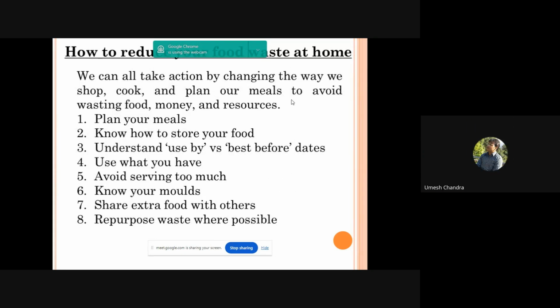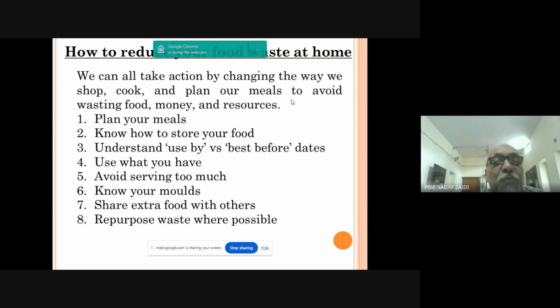Now one thing quickly which I wanted to take up is how to reduce your food waste at home. Okay. So we can all take action by changing the way we shop, cook and plan our meals to avoid wasting food, money and resources. तो ये सारी स्टेप्स हैं जो हम कर सकते हैं अपने घर में फूड वेस्ट को प्रिवेंट करने के लिए कि प्लान योर मील्स, नो हाउ टू स्टोर योर फूड, अंडरस्टैंड यूज बाय एंड बेस्ट बिफोर डेट्स. ये जो लेबलिंग है फूड की, ये बहुत इंपॉर्टेंट है.